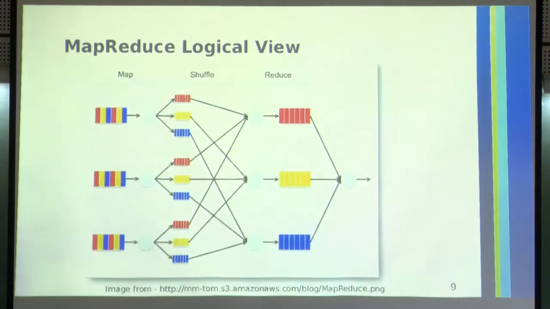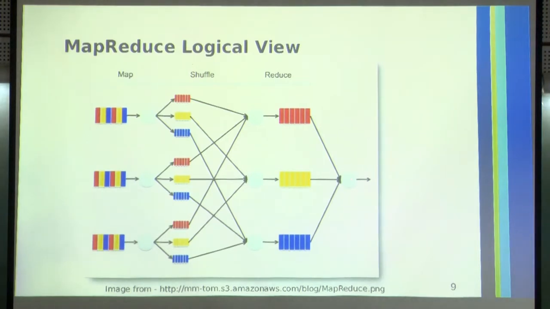So a logical view of how you might think about it is you've got these independent inputs, and they've been colored in terms of keys. For example, all of the red keys are being sent to one node and all of the yellow keys to another node. And then eventually there's a combining of all those keys, the reduction phase, and it's all coming back and going out.